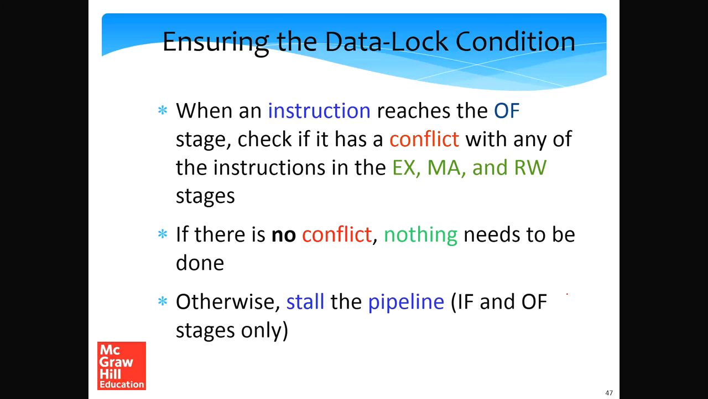And to ensure the data lock condition, when an instruction reaches the OF stage, we check if it has a read after write kind of conflict with any of the instructions in the EX, MA, and RW stages. If there is no conflict, where conflict means a read after write dependence, nothing needs to be done. Otherwise, we stall the pipeline, the IF and OF stages only, till the correct data is available in the OF stage and we can proceed.